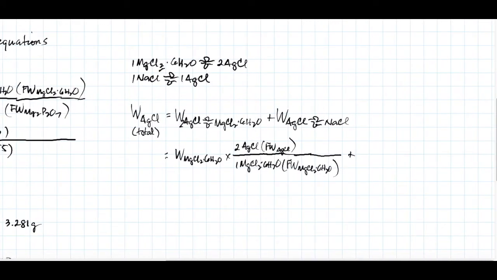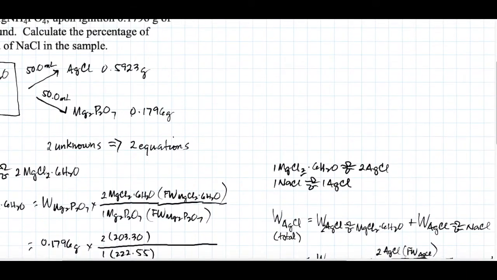Okay, plus here we need to express weight of silver chloride in terms of the weight of sodium chloride. So this is equal to weight of sodium chloride times, so you have here 1 silver chloride times formula weight, silver chloride, over 1 sodium chloride times formula weight of sodium chloride.